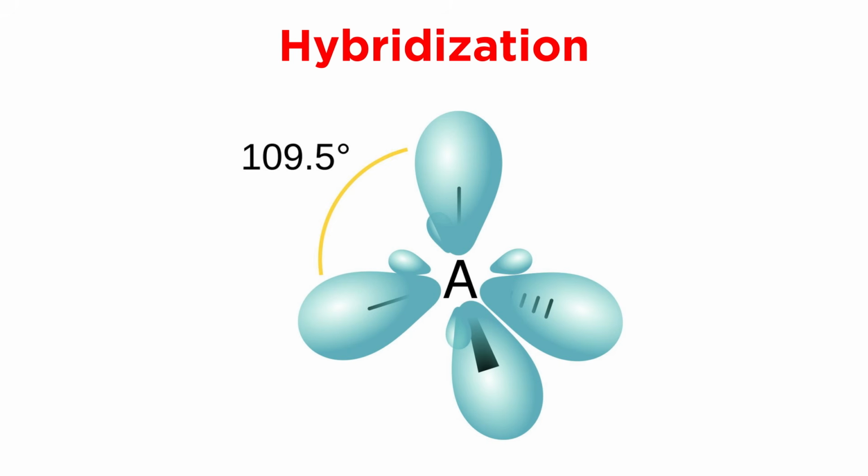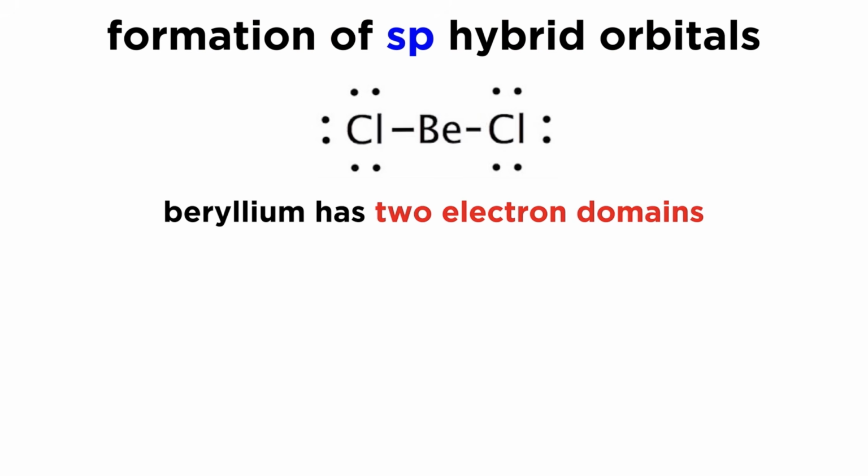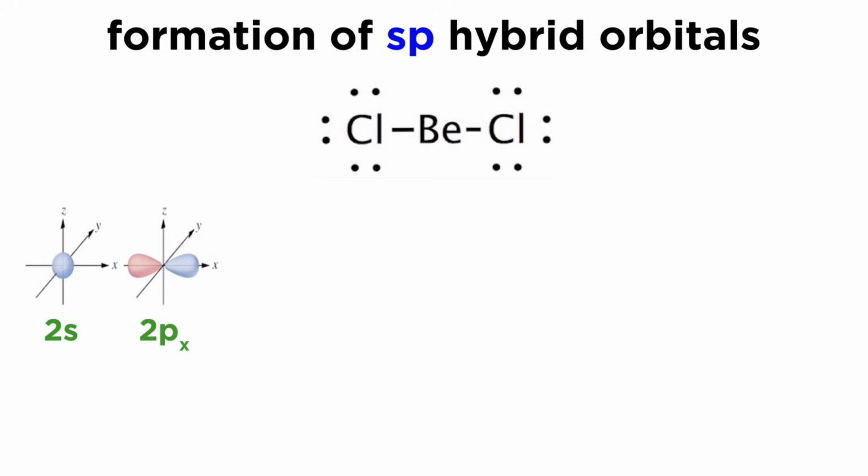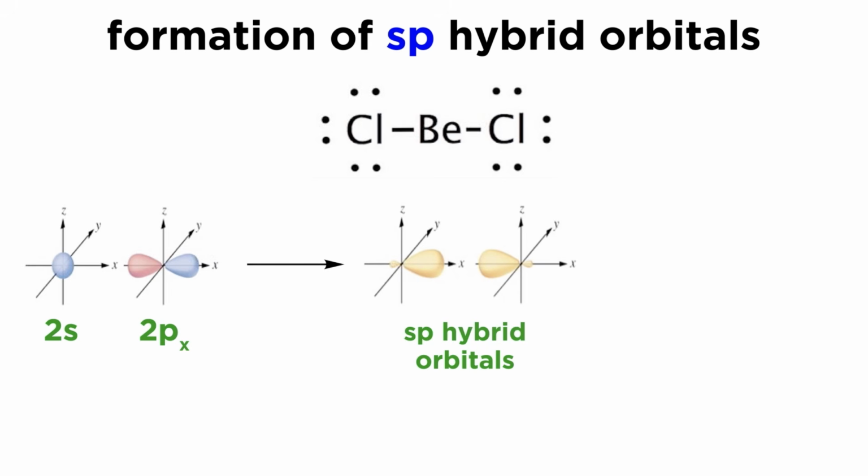And finally, as promised, let's return to the concept of hybridization so we can better understand what that means. Looking at BeCl2, the beryllium atom has 2 electron domains, since it has just the 2 covalent bonds and no lone pairs. In order to accommodate these 2 electron domains, it will need to hybridize 2 atomic orbitals. So it will take its 2s orbital and one 2p orbital and hybridize them to form 2 sp hybrid orbitals.